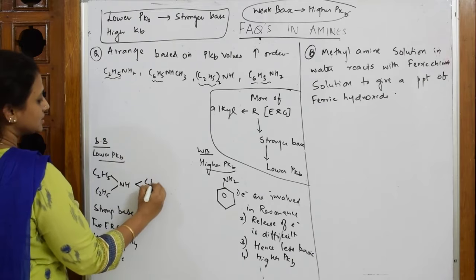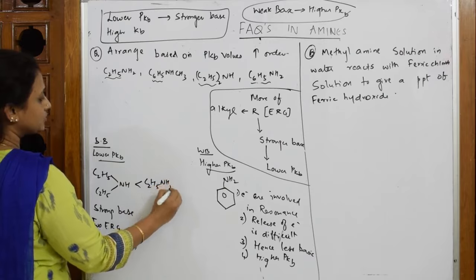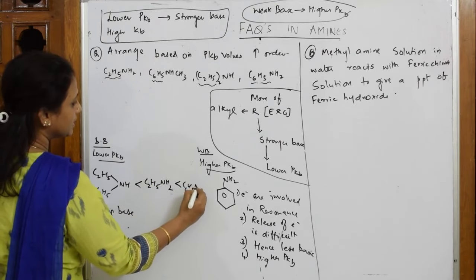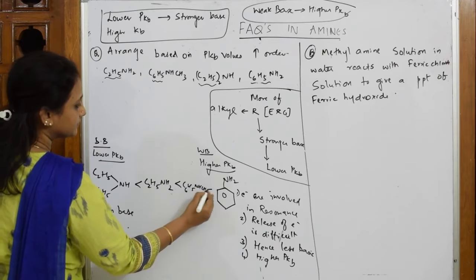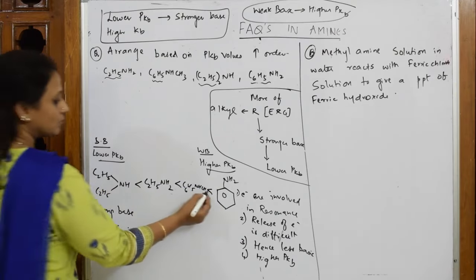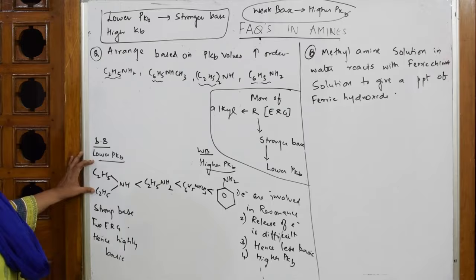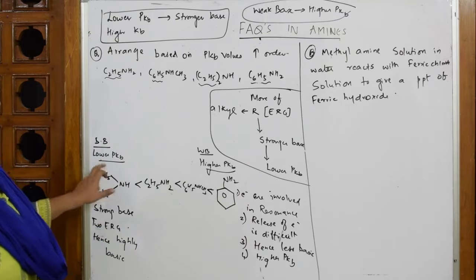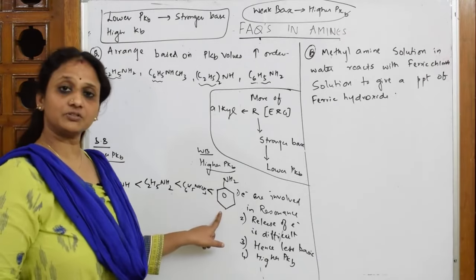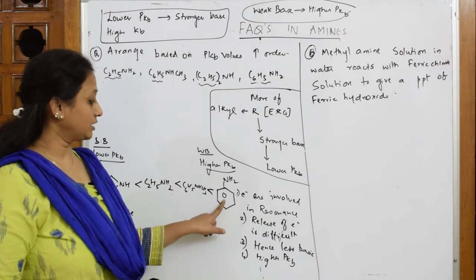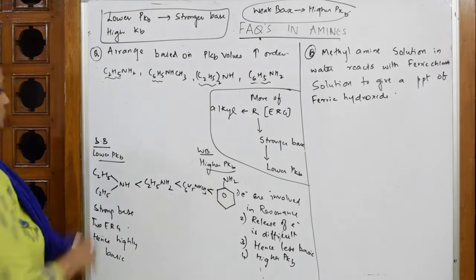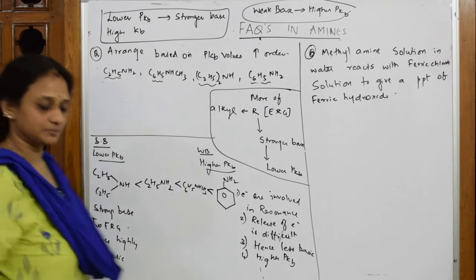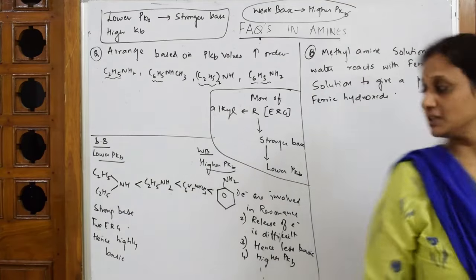Then comes your C2H5NH2. Then comes your C6H5NHCH3. Now observe carefully. What did I write? Whenever you have more alkyl groups, strong base, lower pKb. Whichever has electron withdrawing groups, weak base, higher pKb. So I've arranged according to the question asked. This is how you're going to do it. Simple. Let's come back and do this question.